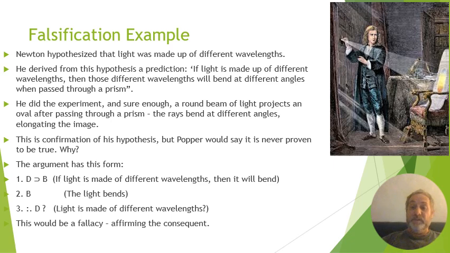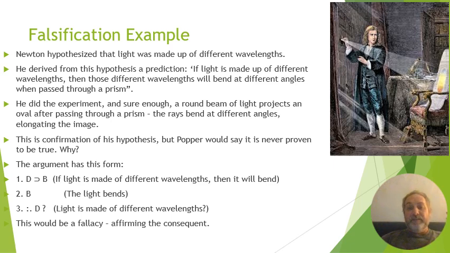So Newton studied light, right? Newton had a hypothesis that light was made up of different wavelengths. It wasn't just a uniform, homogeneous thing. We all know that now, right? You send it through a prism, and it's like the Pink Floyd cover, and you get all the different colors of light. Nobody knew that before Newton, but he had a hunch that that was what was going on with light, and so he derived a prediction from that hypothesis.